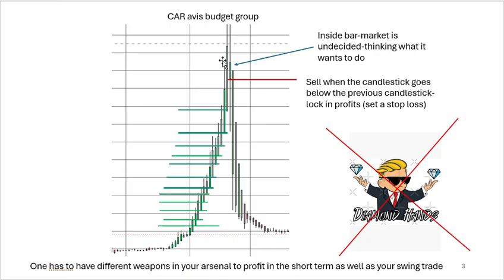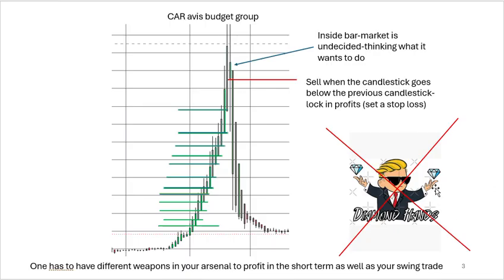So now, when do you sell? Here, the price action went up. Now you have an inside bar. The market's undecided. It's thinking what to do. So as soon as I get the price action the next day below the previous day's candle, I sell. I'm out, and it prevented me from losing my money, and it locked in all these profits.